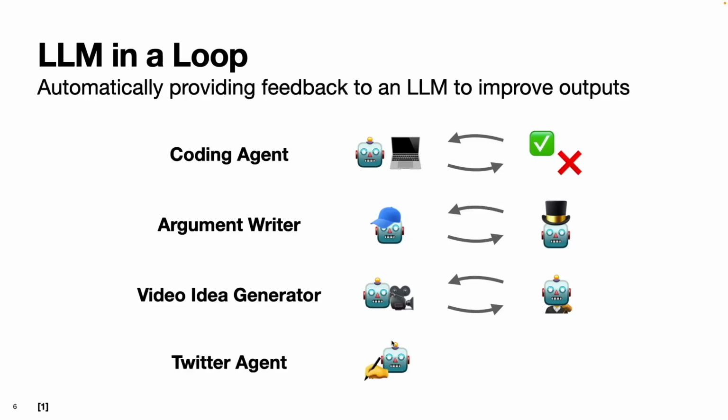Or maybe you have an LLM that can write X posts or Twitter posts for you. So basically you'll have it write a post, and then you'll pass it feedback of different engagement metrics, maybe the like to impression ratio or the comment to impression ratio, some real world signal that gives the LLM feedback on its responses.